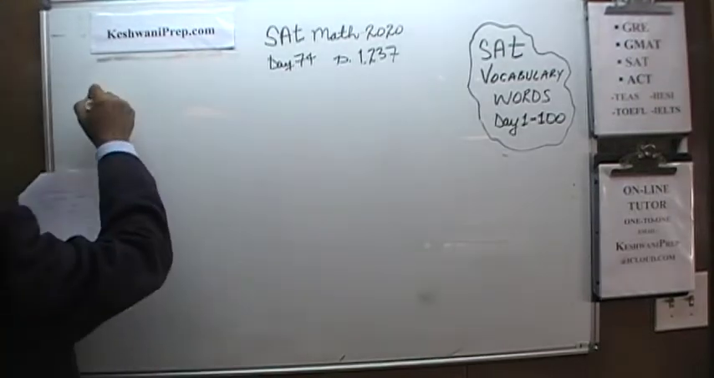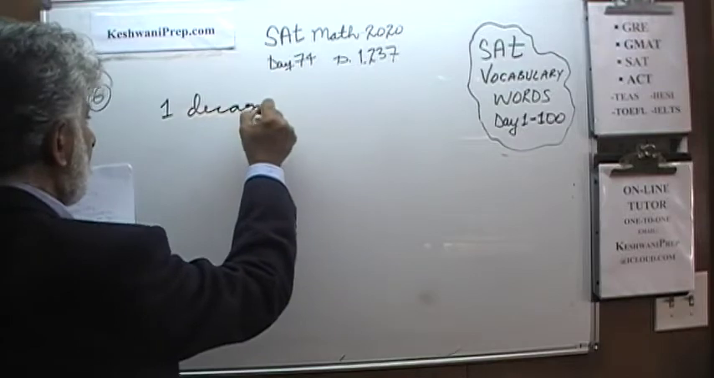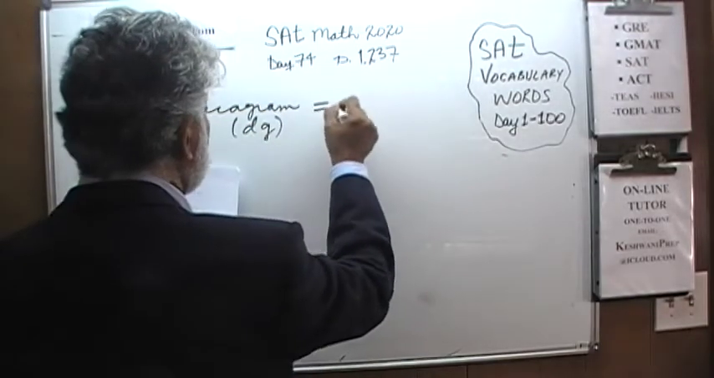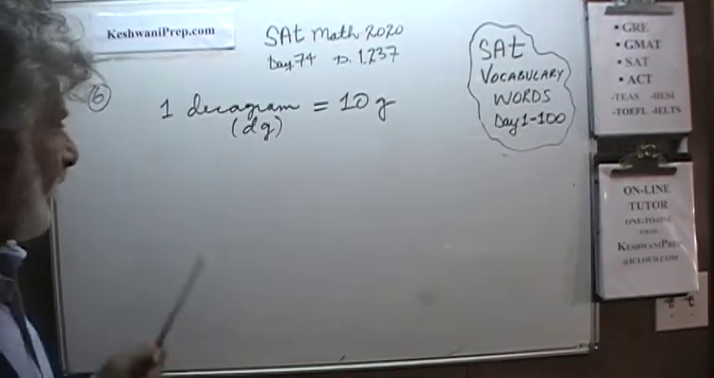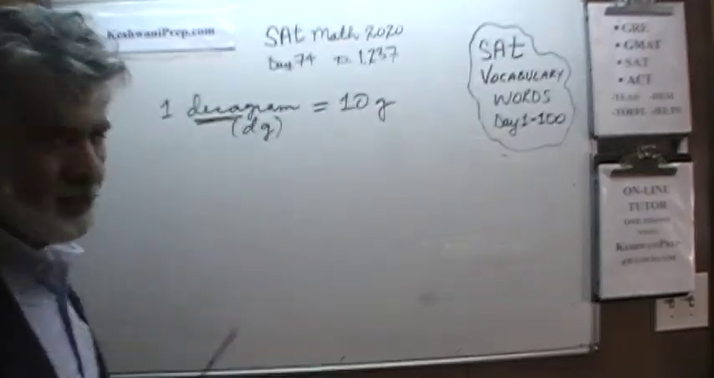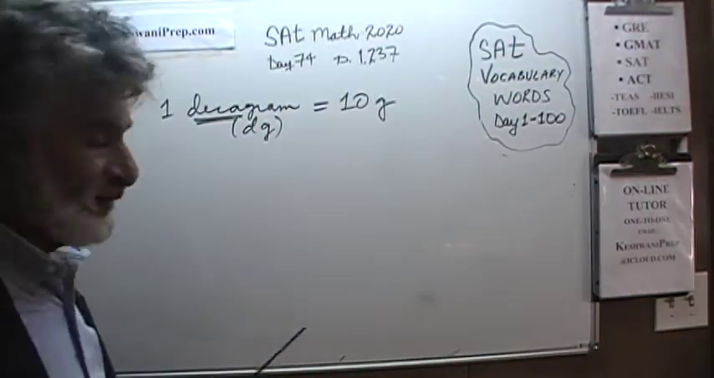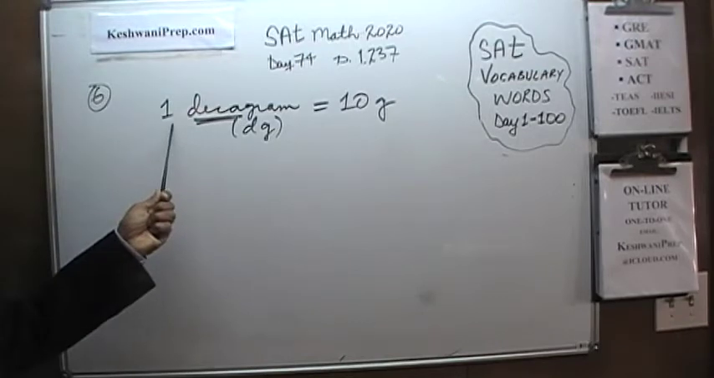Number 6, we are told that 1 decagram is equal to 10 gram. Of course, 1 decagram is 10 gram because that's where the prefix deca comes from. That's where the word decade comes from. Decade meaning 10 years. Decimal has a root of 10. Deci, deca, it means 10. Decimeter, and so forth. 1 decagram is 10 grams.